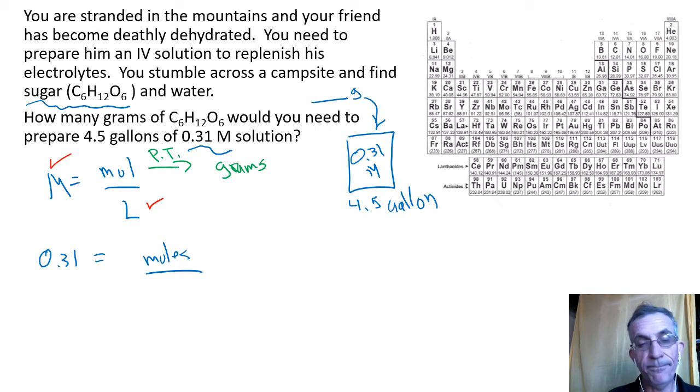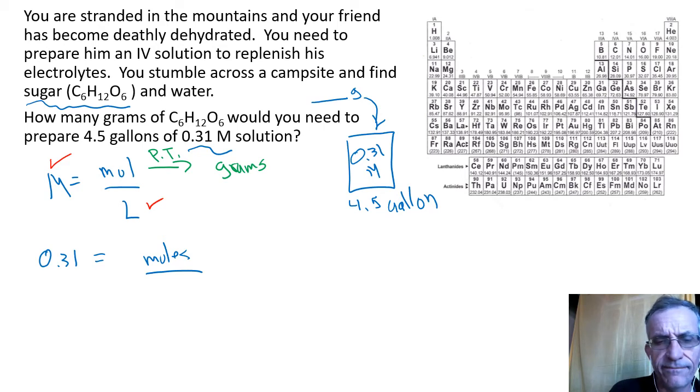So you cannot put 4.5 down here on the bottom because that's the wrong unit. Gallons is the wrong unit. So what do we have to do first? Convert gallons to liters. Let me remind you, we haven't done this in a while, but we did learn how to convert gallons to liters way back in the day.